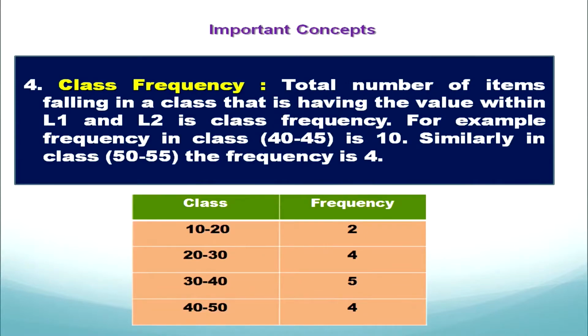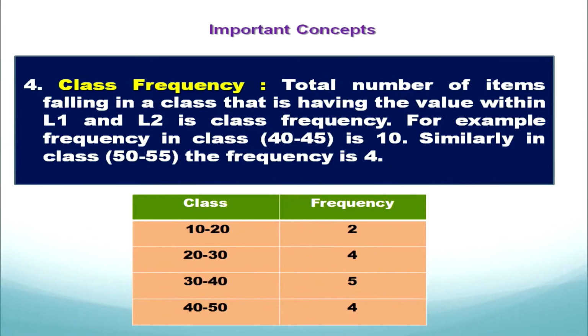Now, the next concept is class frequency. We can see in this example, every class has a frequency. What does it mean? It shows the total number of items falling in a class, that is having a value within the lower limit and upper limit. Similarly, as we can see in each class, the frequencies are being given. For 10 to 20, the frequency is 2, 20 to 30, the frequency is 4.